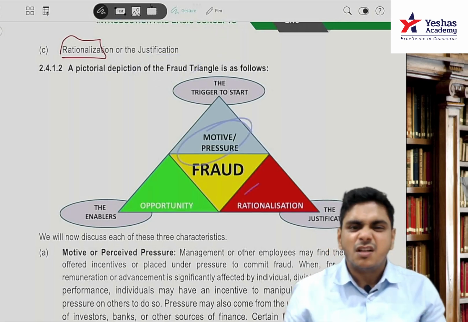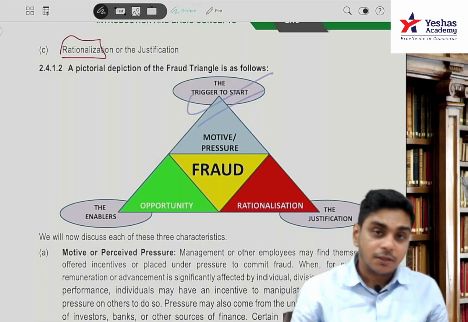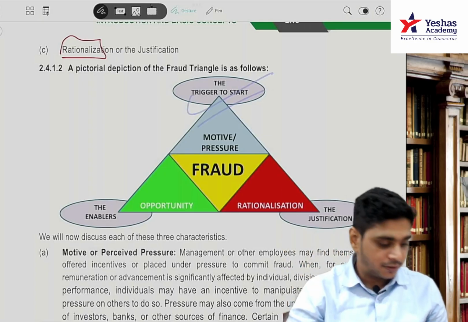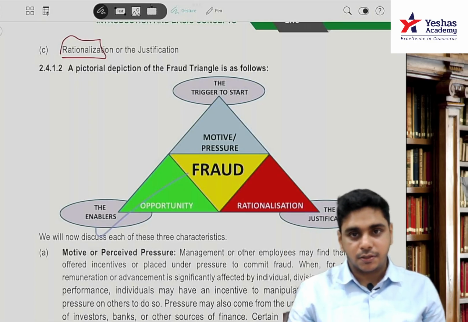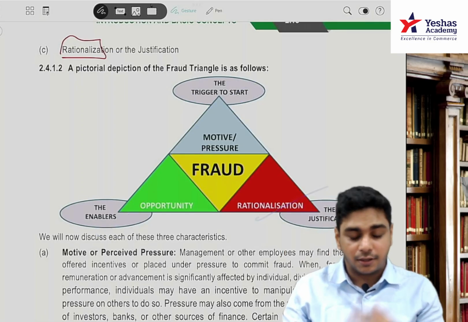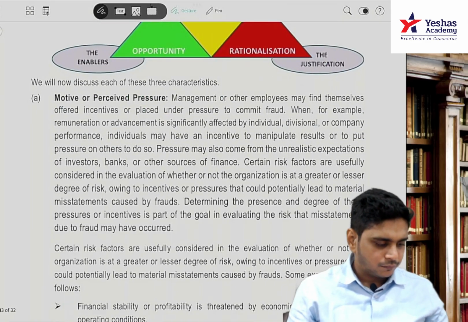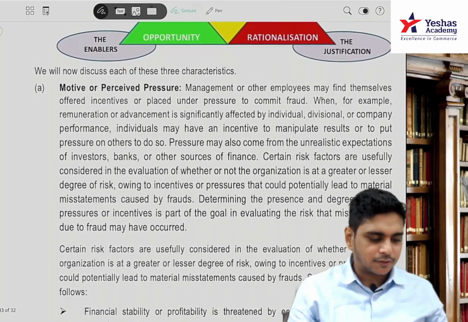Motive: I want to take revenge, I want to do this. That is the trigger to start. I will find out the way. Opportunity, the enablers, and the rationalization: everything is fair in love and war, and we are at war. That is the justification. Okay, now let's understand all these three things.